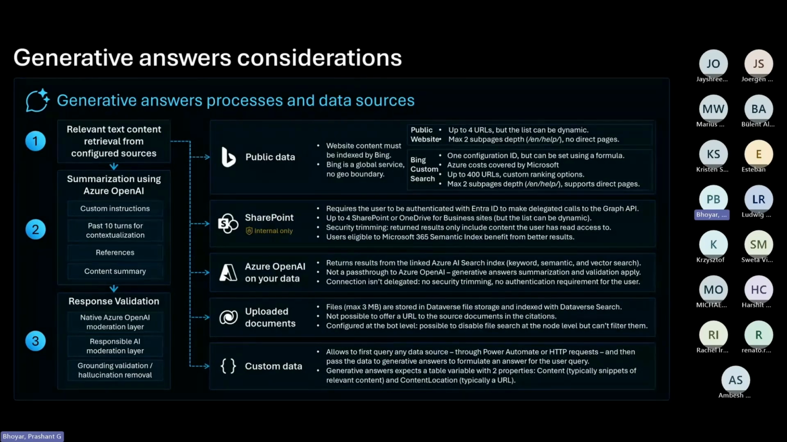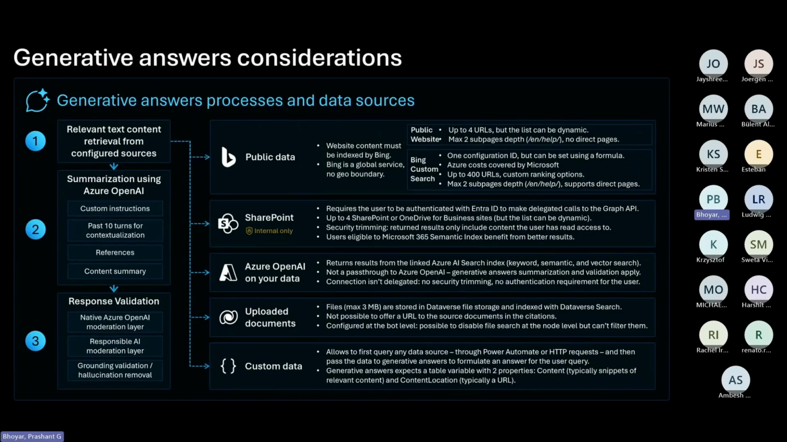But if you're building a custom copilot, you may not want to just give the answers from the publicly available information. You may want to give the answers from your own organization data. And that's where all these options that are available here come in handy. For example, if you're building a custom copilot and your organization information is already available on a publicly facing website, then you will go with the public data.